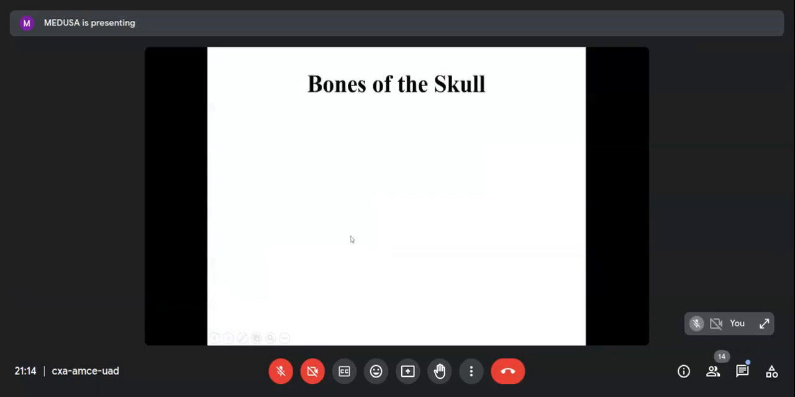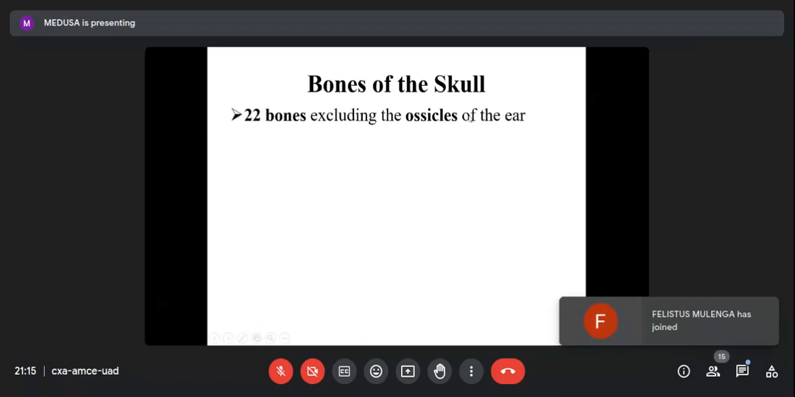Apart from that, we need to know how many bones make up a skull. These things we're just revising; we did them in second year. If you put the mandible to the bones of the head, then what we have is a skull. The head, the cranium, the facial part, as well as the mandible make up the skull. Basically, it has 22 bones, and these 22 bones exclude the bones of the ear that are called the ossicles.